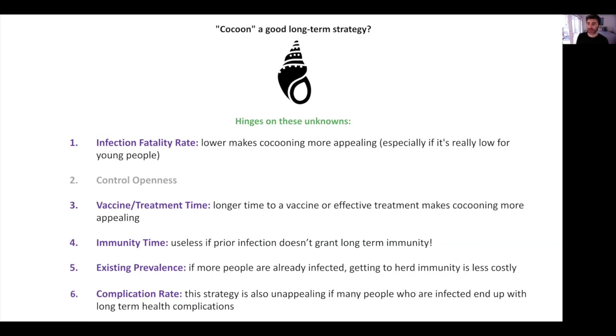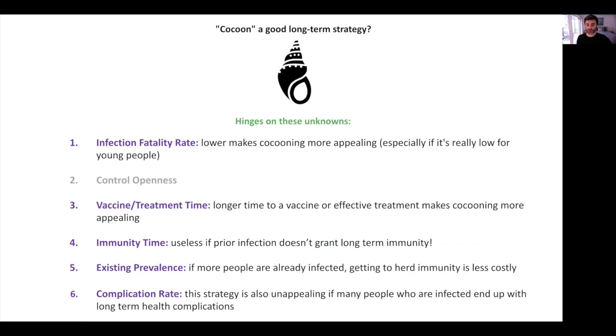It also is going to depend on number 3, the vaccine or treatment time. So the longer time to a vaccine or an effective treatment makes cocooning more appealing, because if it's going to take years to get a vaccine or we're never going to get one, well, then cocooning might be a good strategy potentially. It also will depend on the immunity time because this is a totally useless strategy if prior infection doesn't grant long-term immunity, because then the young people will go out, get infected, but you don't get herd immunity, and so it doesn't actually protect the high-risk people later.